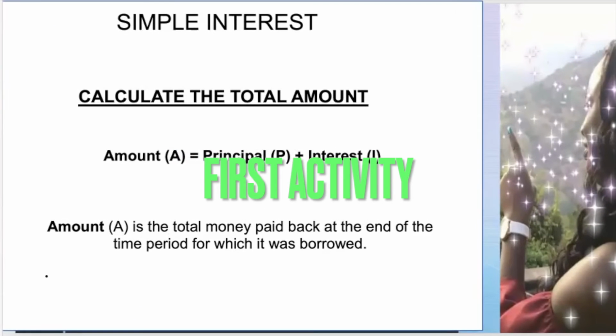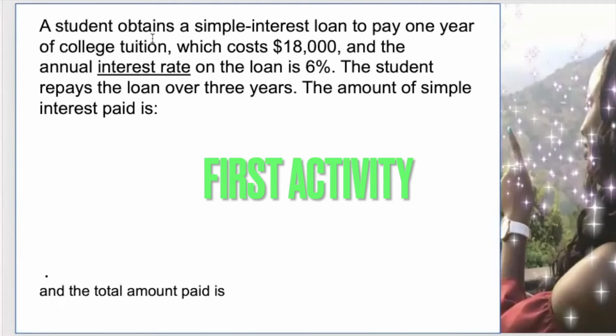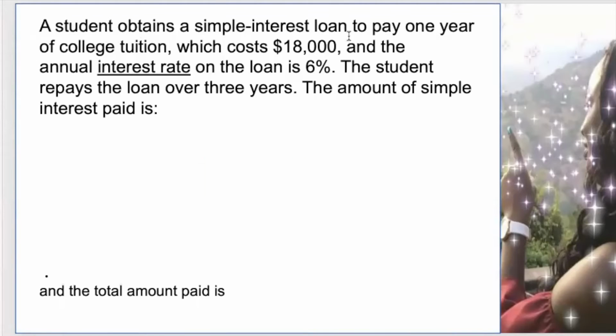Let's look at the first activity. A student obtains a simple interest loan to pay 1 year of college tuition, which costs $18,000, and the annual interest rate on the loan is 6%. The student repays the loan over 3 years. The amount of simple interest paid is, let's look at the formula. Simple interest is equal to the principal times the rate times time, which is in years.